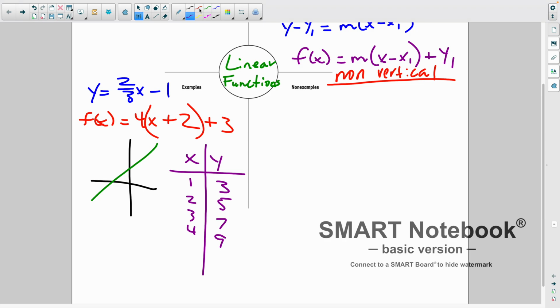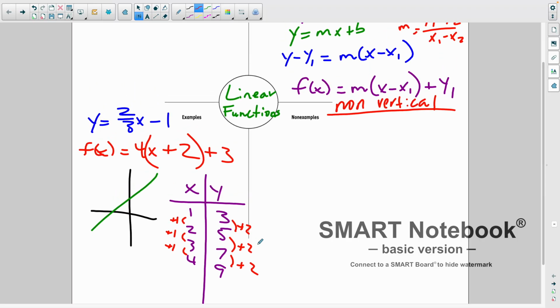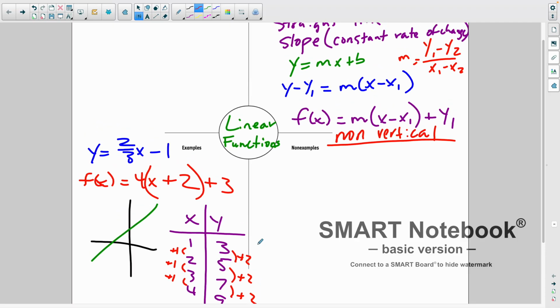The slope. That's correct. So these are going up 1. So plus 1, plus 1, plus 1. These are going up 2. So plus 2, plus 2, plus 2. It is a constant rate of change. Okay? So that leads us kind of to the definition.